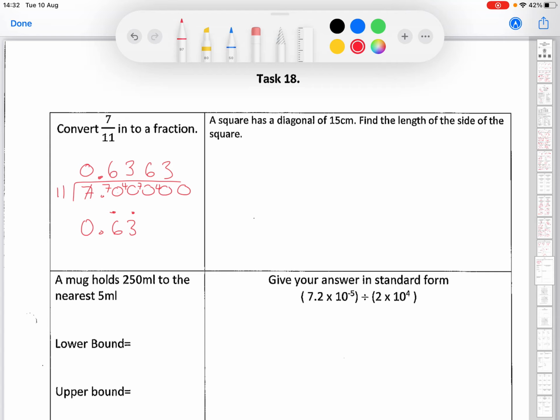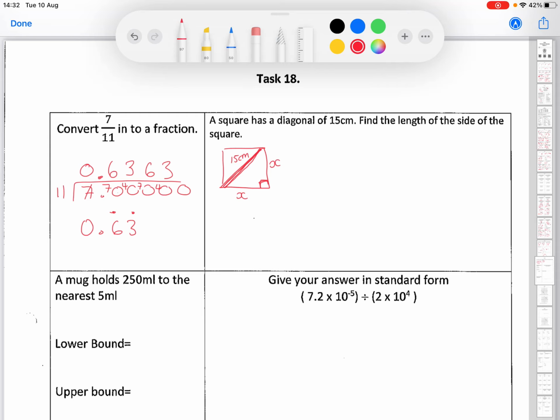Right, a square has a diagonal of 15 centimetres. Find the length of the side of the square. I'm just going to sketch this. So we've got this diagonal length is 15 centimetres. We've got to calculate the length of the square. Now this is x. This is also going to be x. So we've got a right angle in there. We've got one side, that's the hypotenuse, and we need the other two sides. However, they're going to be the same.